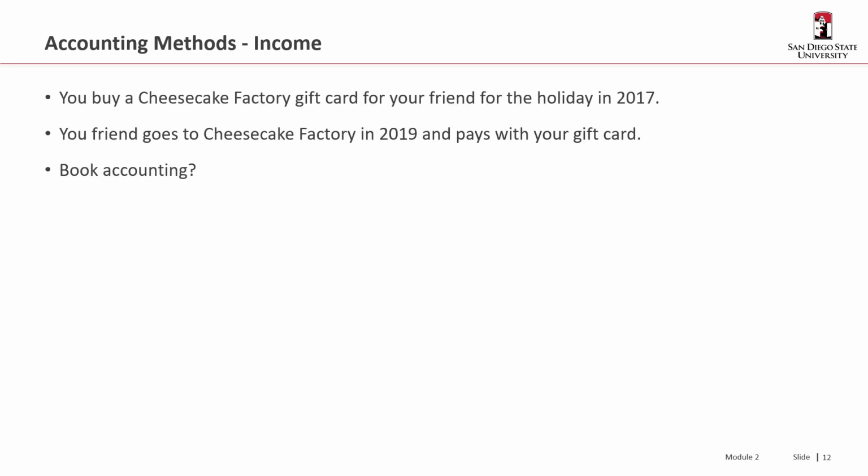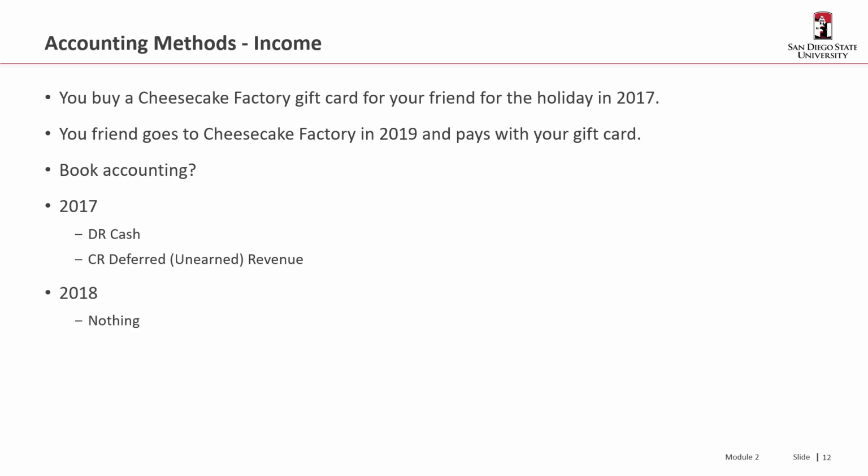So let's say you buy a Cheesecake Factory gift card for your friend for the holidays in 2017. And your friend ends up not going to the Cheesecake Factory until 2019, and then they pay with the gift card that you gave them. So let's think about what Cheesecake Factory's book accounting would look like. So in 2017, when they receive that cash, they're going to, of course, debit cash. And then they're going to credit deferred or unearned revenue, right? Because they don't recognize that revenue until they deliver the services. And in this case, they haven't. And so they just book unearned revenue.